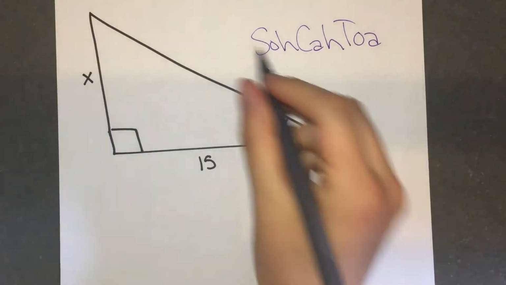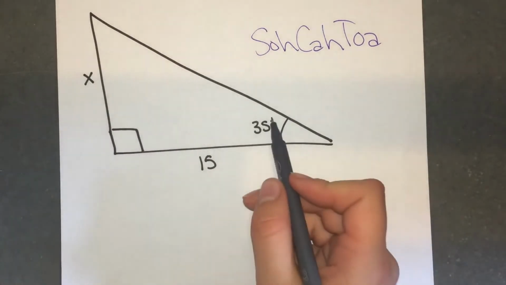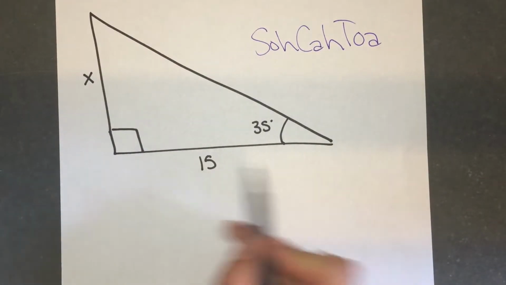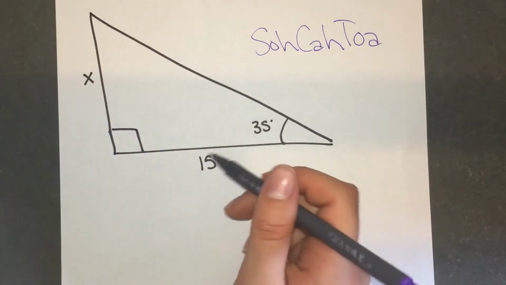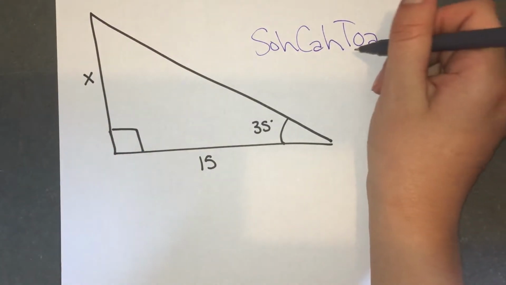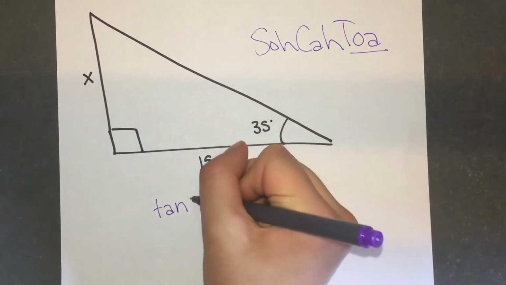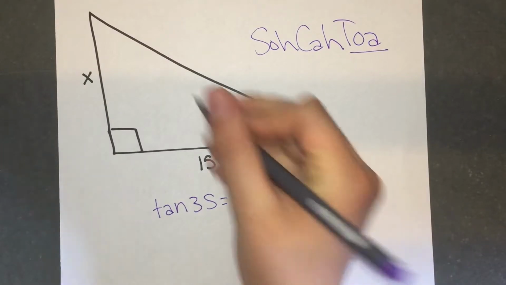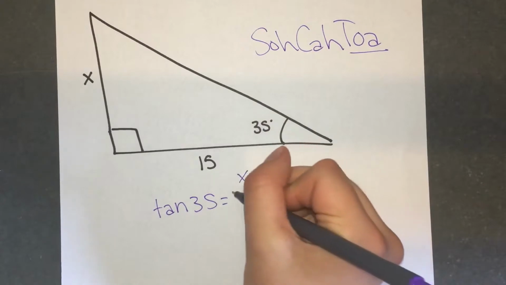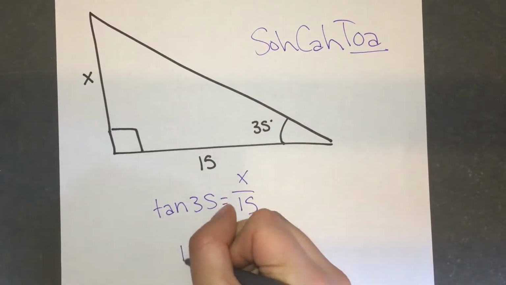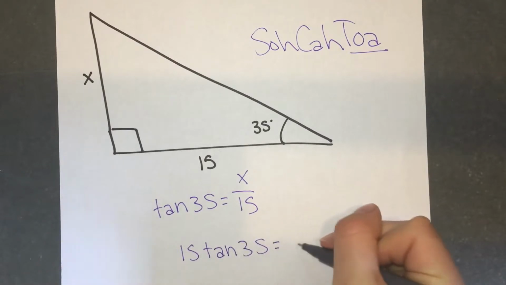SOHCAHTOA. This will save your life. So we have our missing side, our angle, and then a given side. The missing side is opposite from the angle, while the given side is adjacent. So this is tan. So tan of 35 equals opposite over adjacent. So 15 times tan 35 equals x.